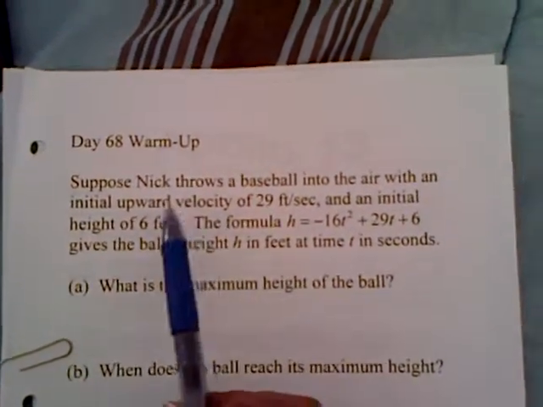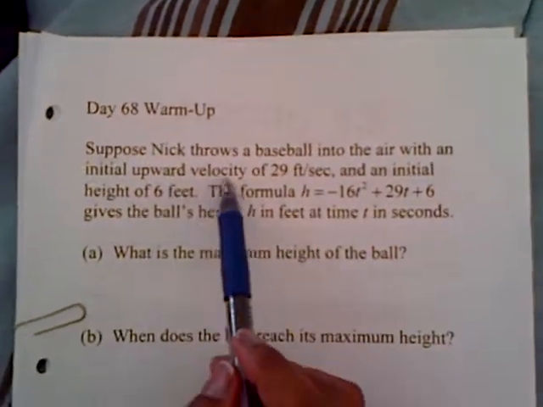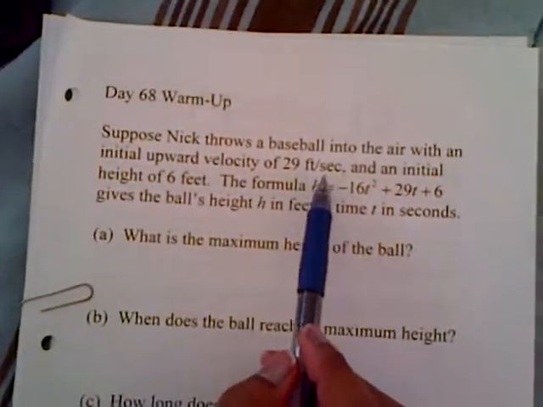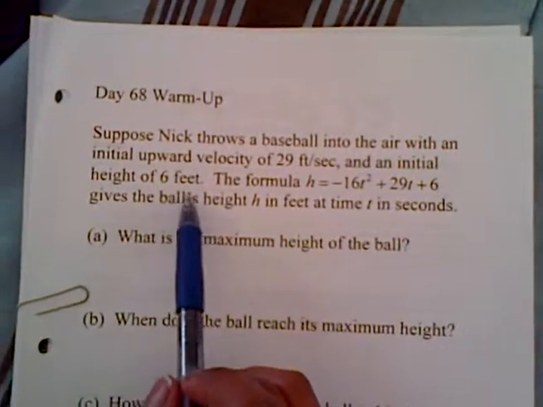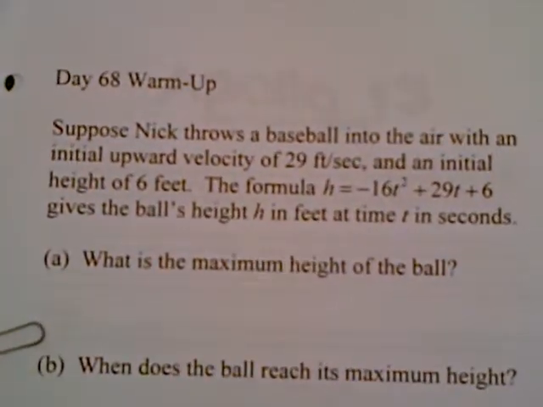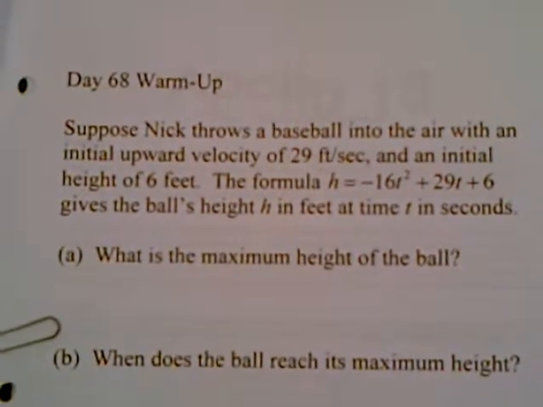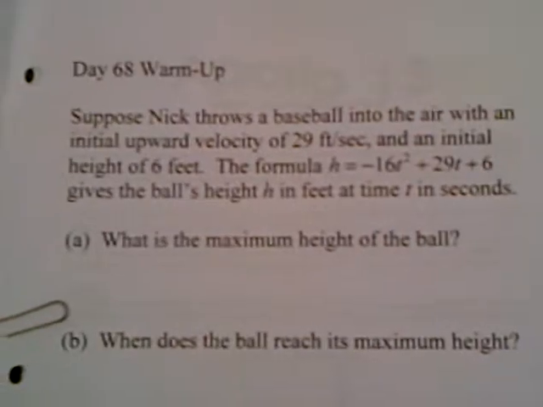This problem says, suppose Nick throws a baseball in the air with an initial upward velocity of 29 feet per second and initial height of 6 feet. So that means he's starting or he's holding the ball out of the air at 6 feet, and the speed of the ball is going 29 feet every second.